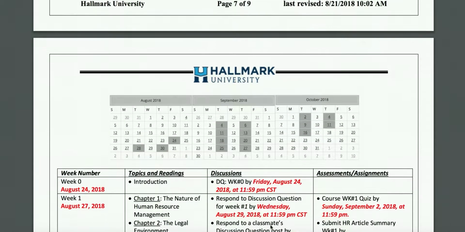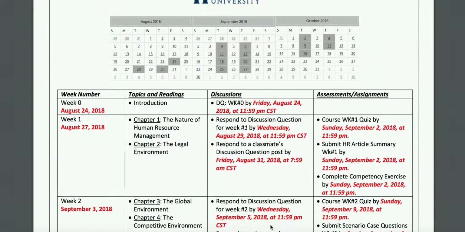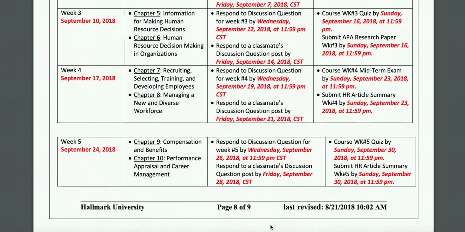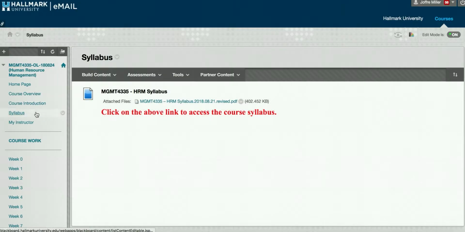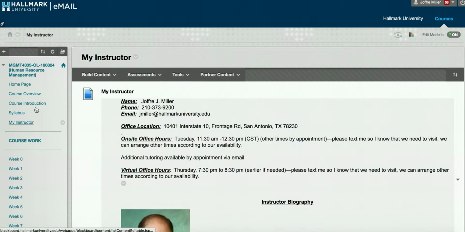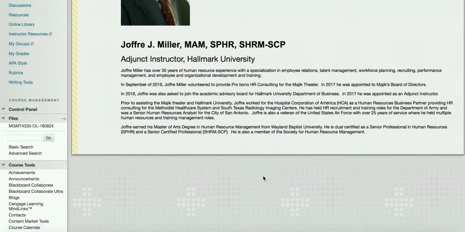Going on down the line, I've got the basic calendar here, when your information is due, etc. So let's get out of that and go back to. Okay, so we've taken a look at the syllabus, and there's a brief overview of my experience.